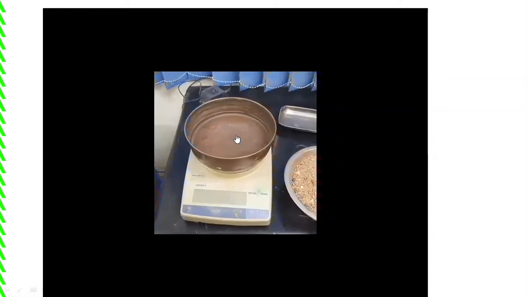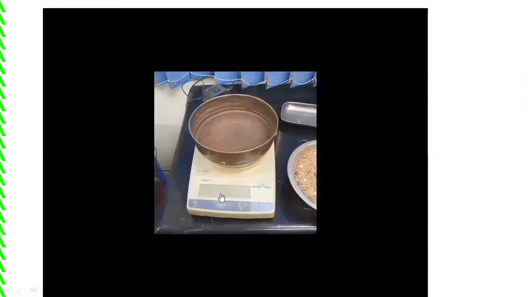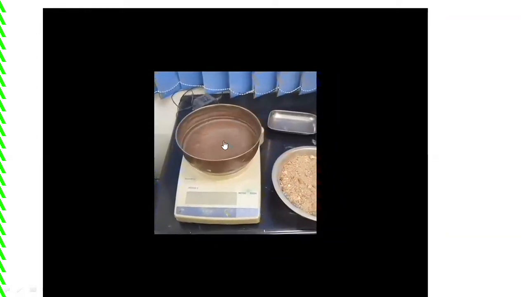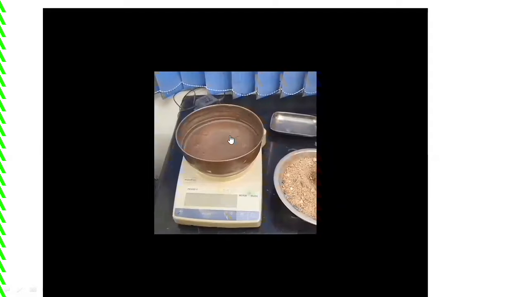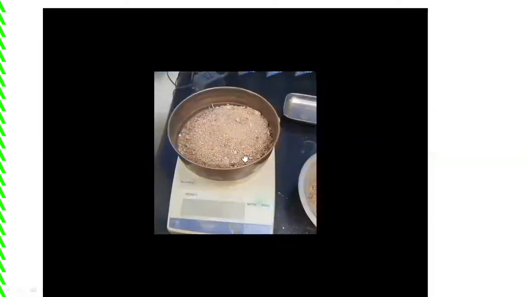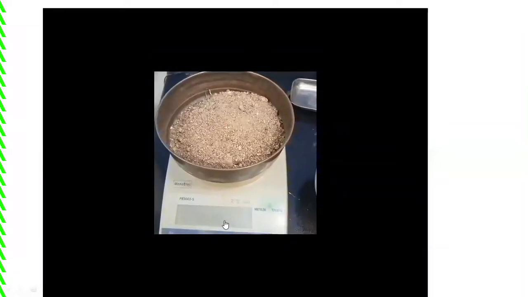Before pouring the soil particles on the tray, ensure that the balance is set to 0, and then place the tray on the weighing balance, and then pour the soil sample as shown here. You can observe the soil weighs approximately around 1000 grams.